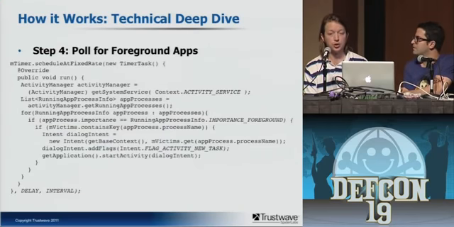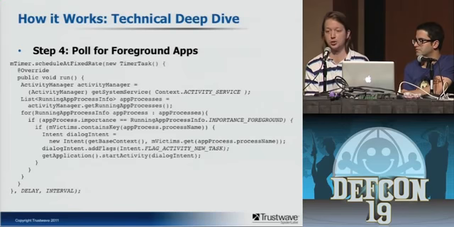So then, in your service, you set up a timer that's going to run every so often. This one's running every 2 seconds. It doesn't have to be that aggressive, but it's not an expensive task to check this out. So you ask the actual Android system service to give you the activity service, and that's going to let you monitor what activities are currently being run.